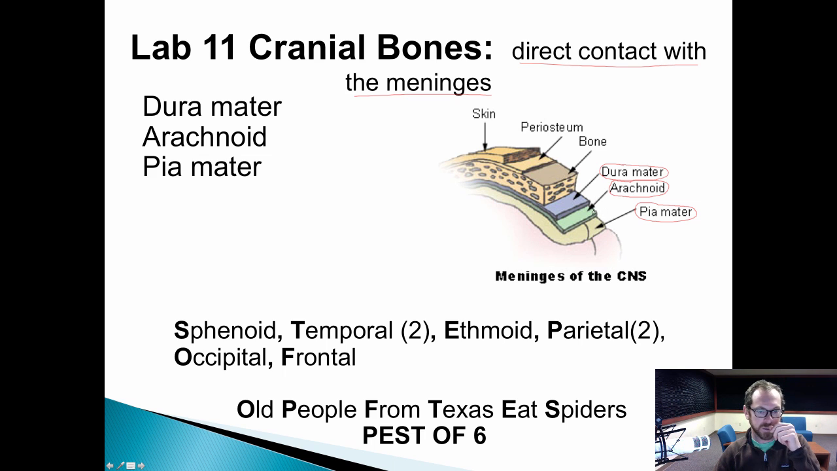Now, moving into these cranial bones, you have 6 cranial bones that we're going to go over in this AV lecture. These are the sphenoid, the temporal. You have 2 temporal bones. The ethmoid bone, the parietal bone. You have 2 parietal bones, occipital and frontal. And we've got this mnemonic device for you: Old people from Texas eat spiders. Or you could do PEST of 6. This is the first letter of each of those cranial bones, and then 6 reminds you that there are 6 of them.